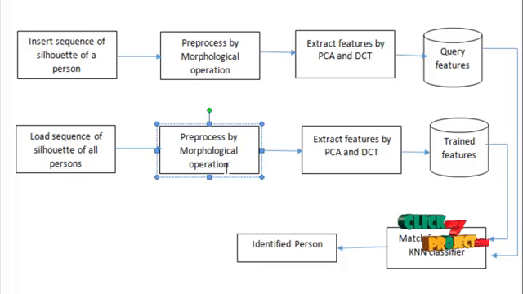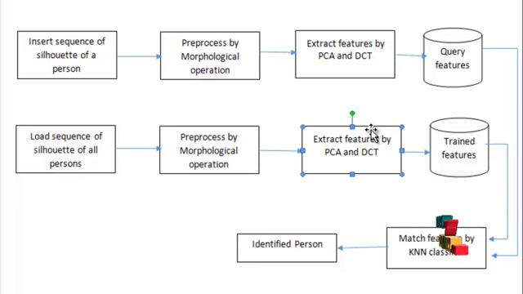Human silhouettes are sometimes affected by some edges, which are removed, and the human edges are preserved. And then we perform the DCT and PCA feature extraction methods for all the images. We load all the persons' images, and then we perform the morphological operation. The morphological operation performed images are used for feature extraction.